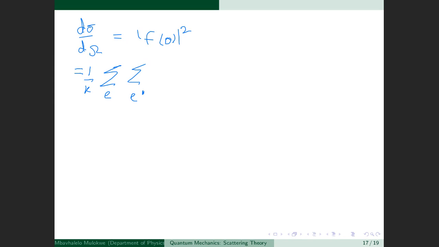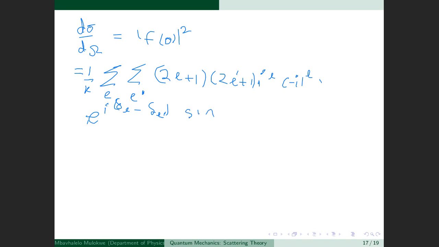So this gives you, I was just saying that you use dummy variables. So you get (2L plus 1) multiplied by (2L prime plus 1), e^{i(delta_L minus delta_L prime)}, sine delta_L sine delta_L prime, and you still have P_L of cos theta multiplied by P_L prime of cos theta. So you just take the expressions that I wrote, write the other one in terms of L prime, and then multiply them out.